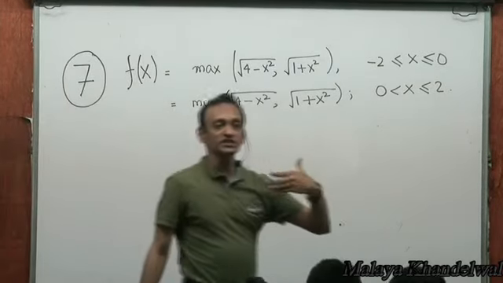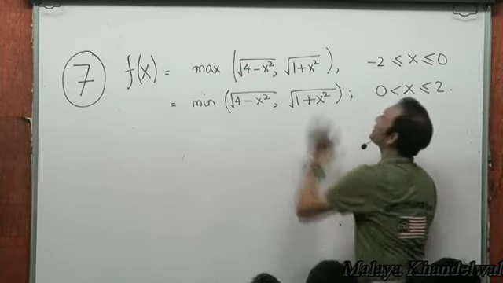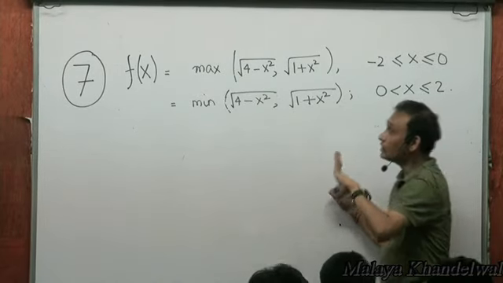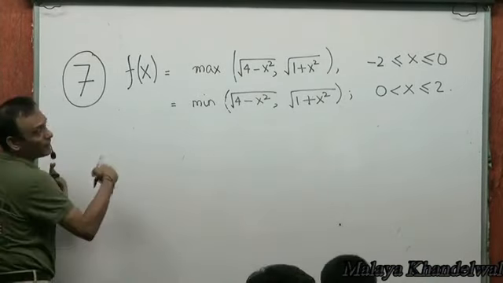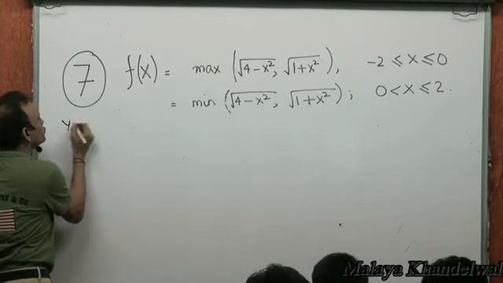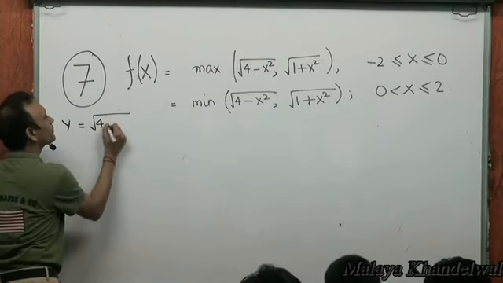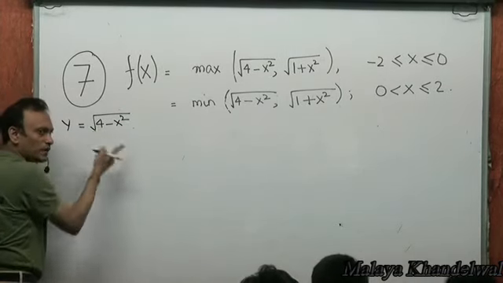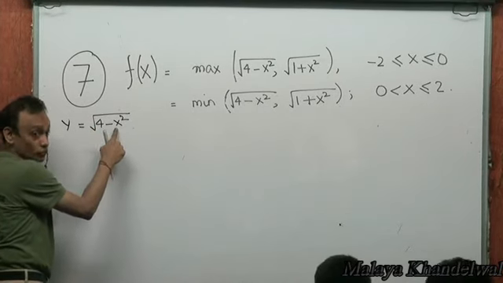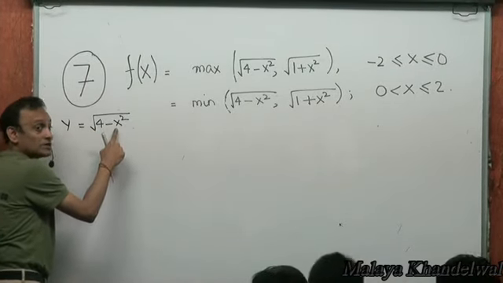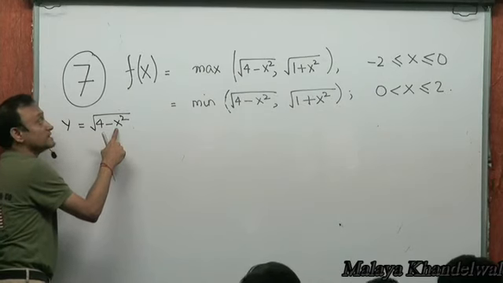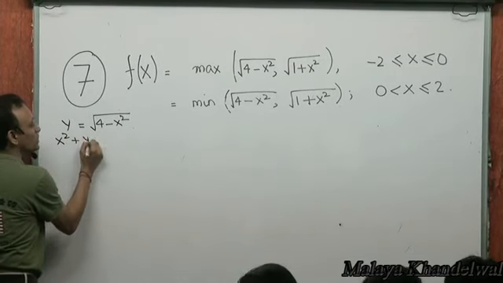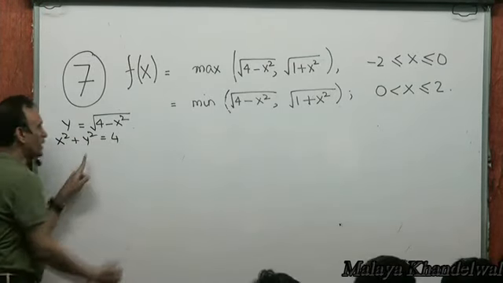There are two functions essentially involved here. One is root 4 minus x squared, the other is root 1 plus x squared, in the interval minus 2 to 2. Now, y equal to root 4 minus x squared is really a semicircle, the upper half, because y is only positive. Root 4 minus x squared can never be negative. So it's half of a circle centered at 0, 0 and radius 2, because this can be written as x squared plus y squared equal to 4, where y cannot be negative.